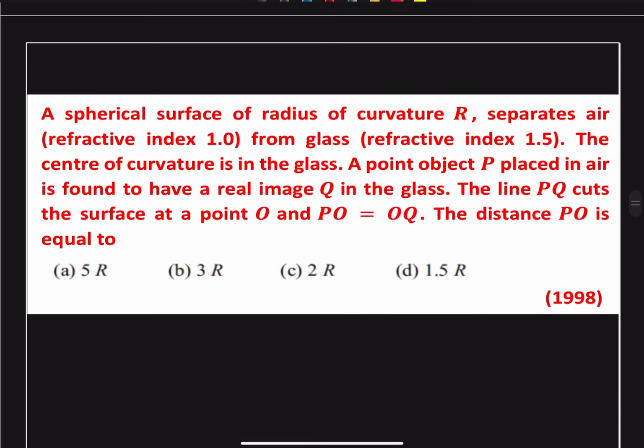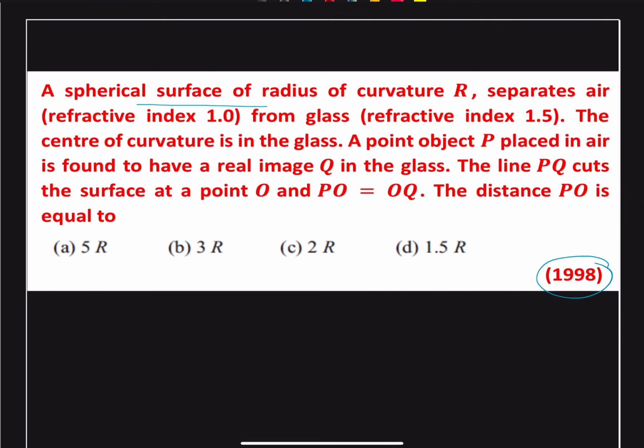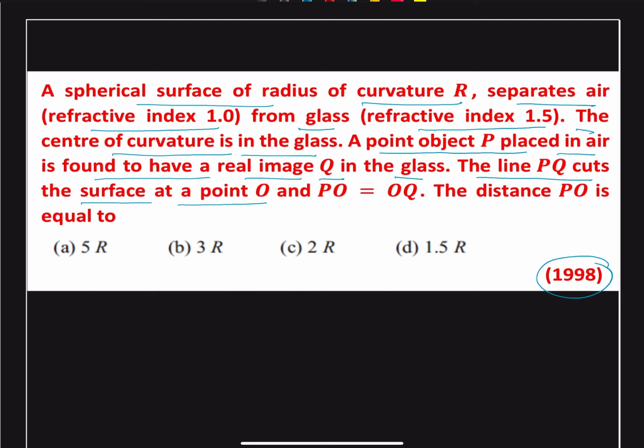We come to the next part. It was asked in the year 1998, and it states that a spherical surface of radius of curvature r separates air, refractive index of 1, from glass, refractive index of 1.5. The radius of curvature is in the glass. A point object P placed in the air is found to have a real image Q in the glass. The line PQ cuts the surface at a point O such that PO is equal to OQ. The distance PO is equal to?